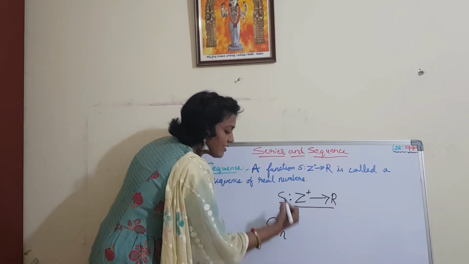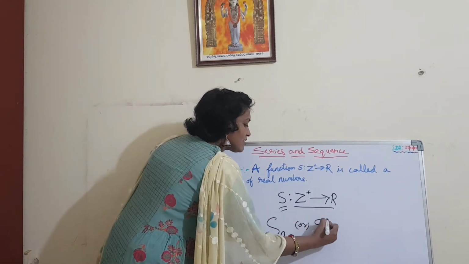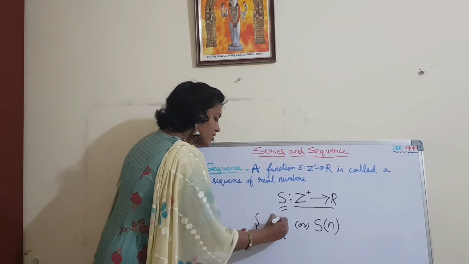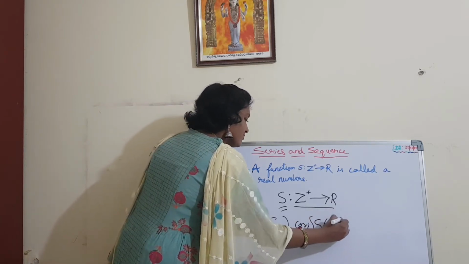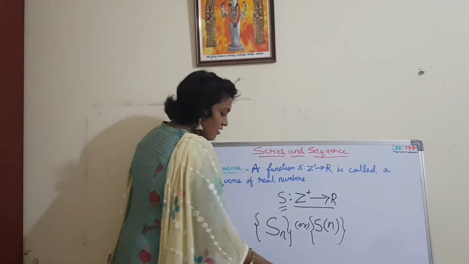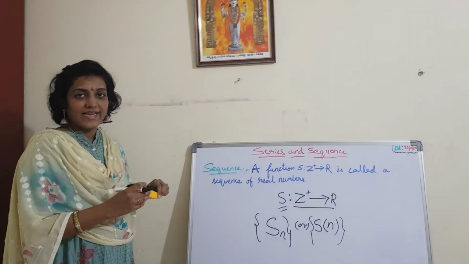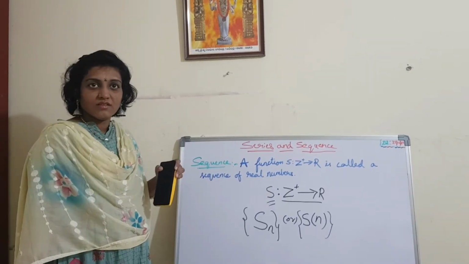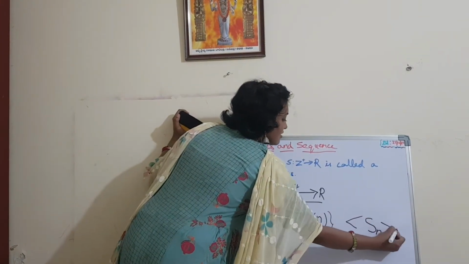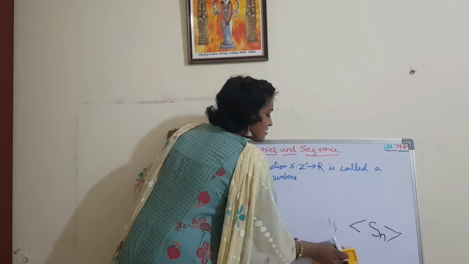of n. Like that we can denote it, or s of n. We can give braces also. We can denote it with Sn and S of n. Here I will tell some examples so you can understand. There are so many ways we can denote it. We will see an example, then you can understand easily.